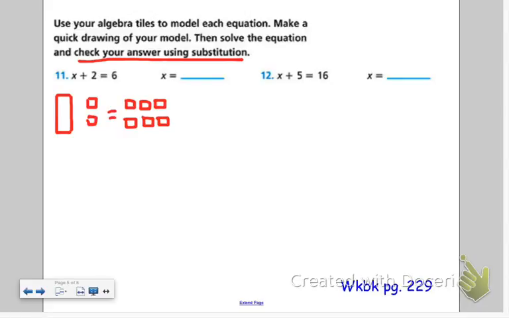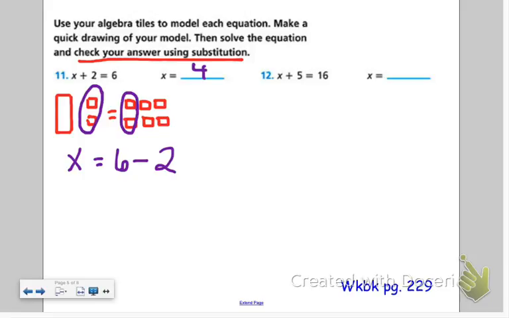Now what I'm going to do is solve this addition equation by using subtraction. I want to get x by itself, so I need to subtract these 2 algebra tiles to get x all by itself. And that means I'm going to have to subtract 2 from this side to keep it equal. So x is going to be equal to the 6 algebra tiles on the right minus 2 of them. X is equal to 4.